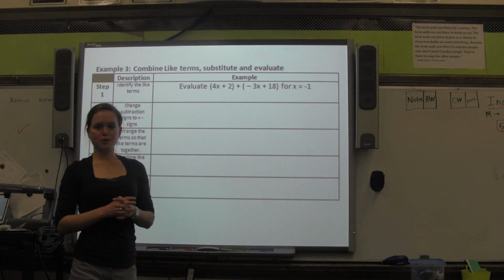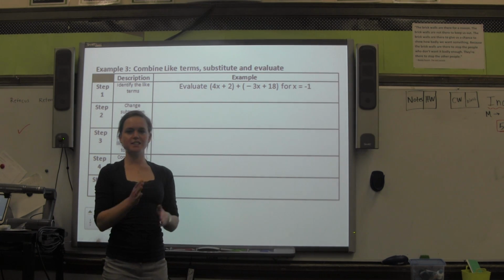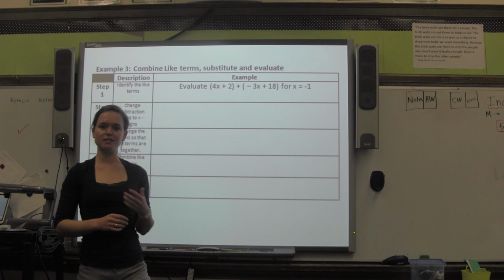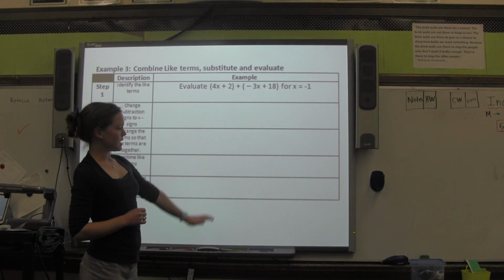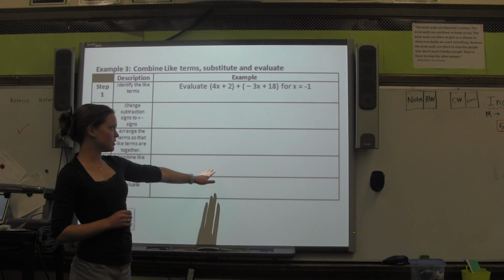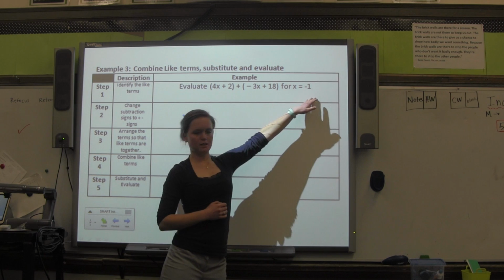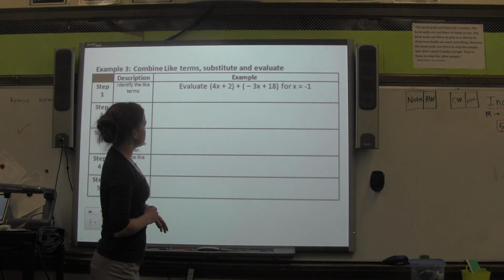Alright, here's example 3. And what we're going to be doing here is combining like terms and then substituting a number for our variable and evaluating our expression. That's what we did last Friday. So we're going to do the same process, and I'm just going to kind of quickly go through the combining like terms, and then we'll stop and talk about evaluating x is equal to negative 1.